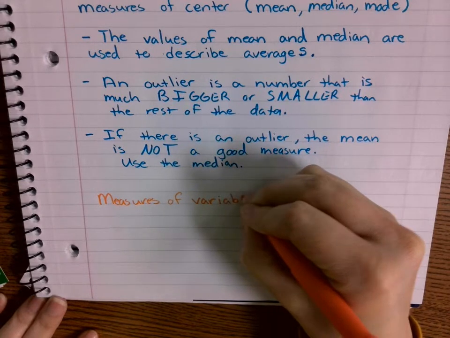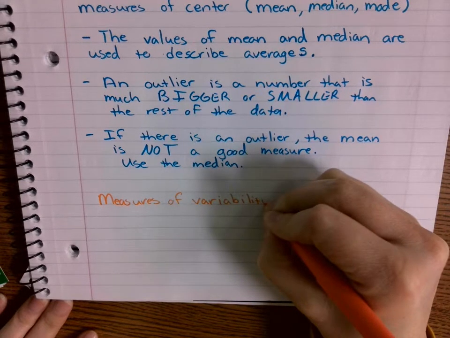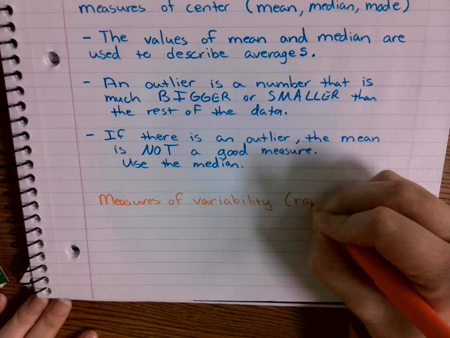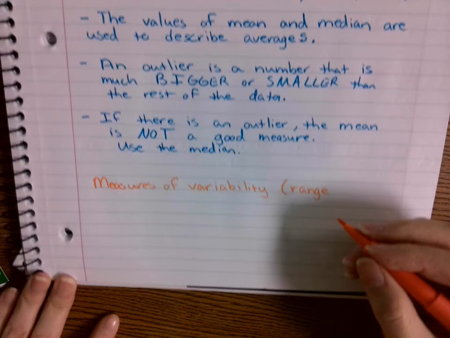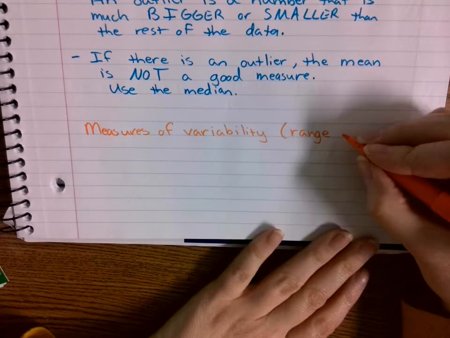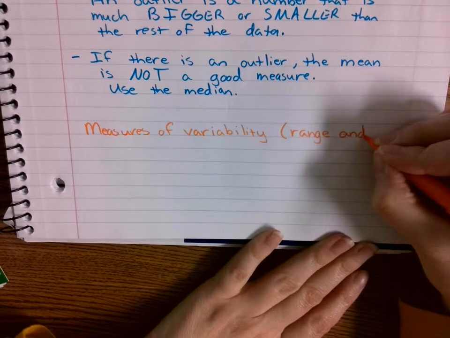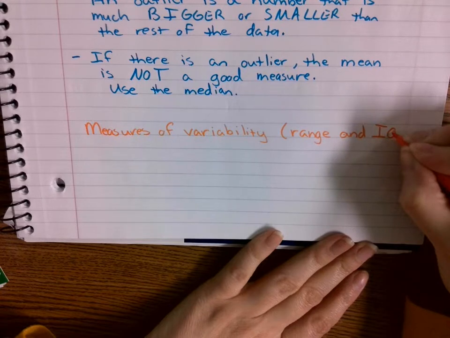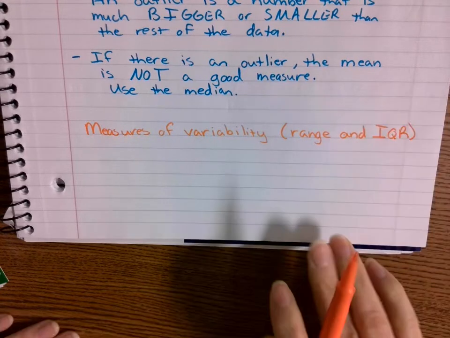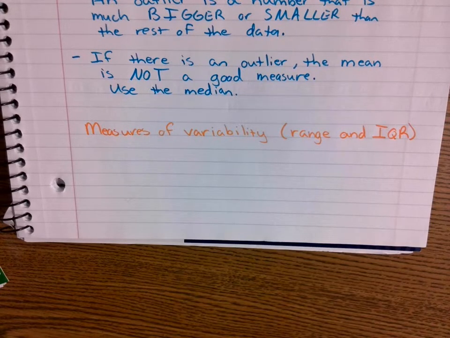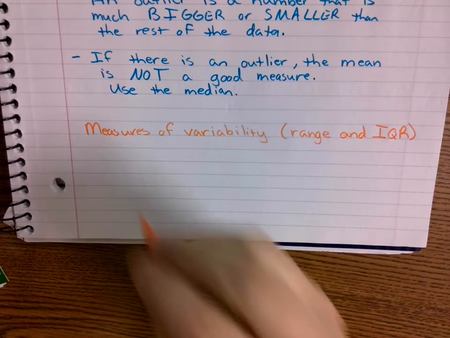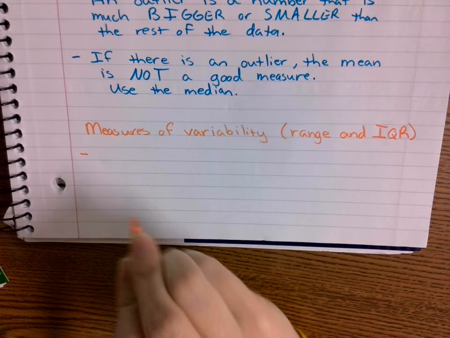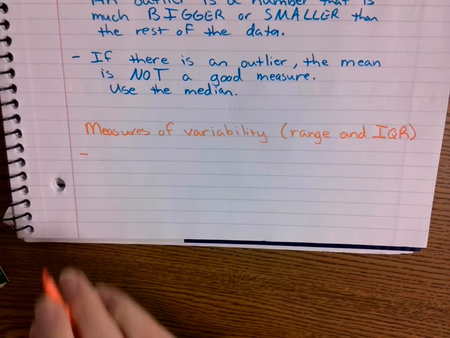So when we talk about variability, mathematically, we're looking at range and IQR, interquartile range. Okay, so the range and the interquartile range show the layout of the data. So we use measures of variability to describe how spread out or how compact the data set is.